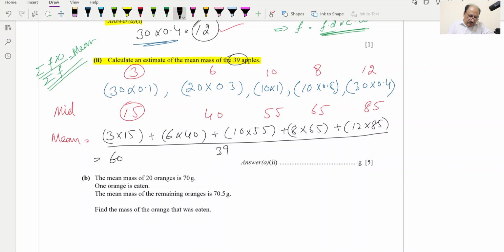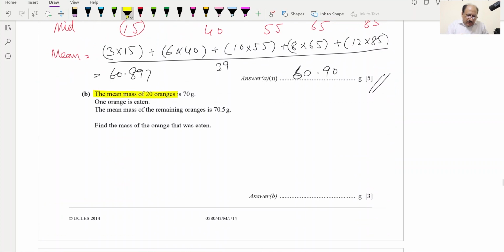This is equal to 60.897. Up to three significant figures we can write 60.9. This can be the answer, and this is in grams. Hopefully you understood this.